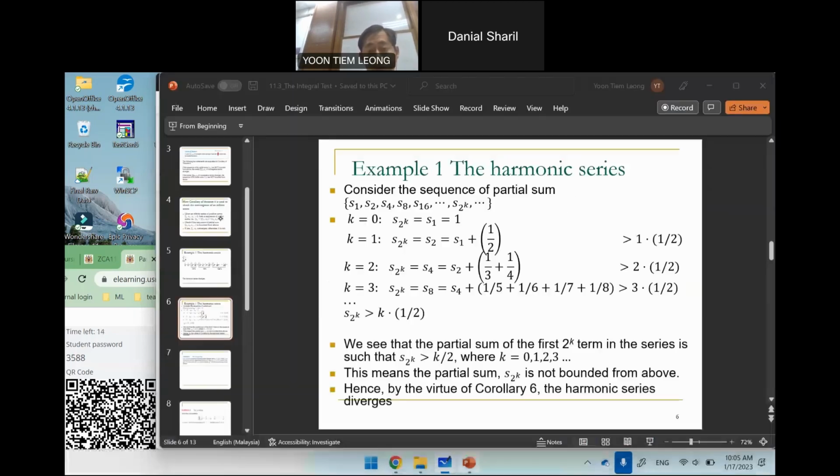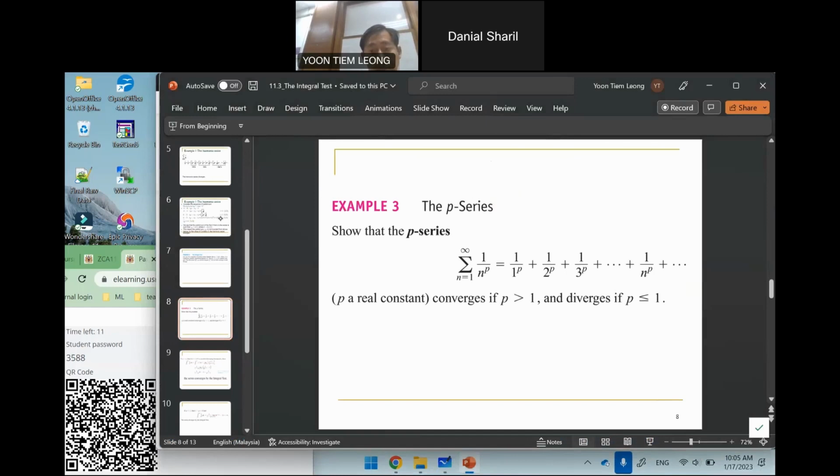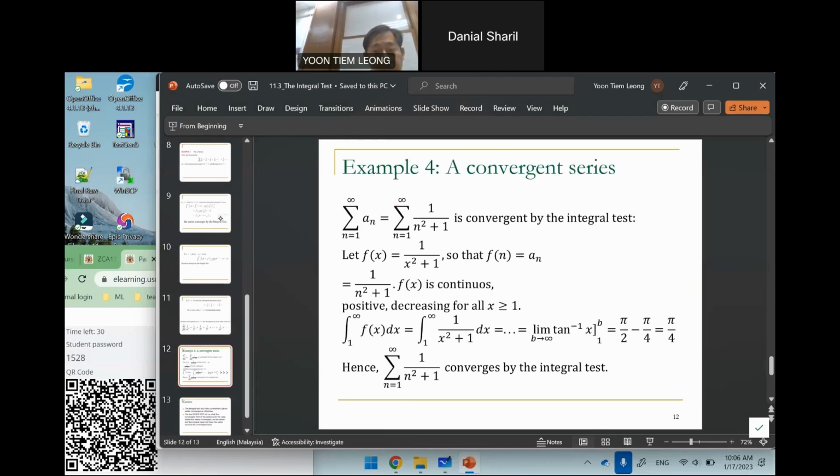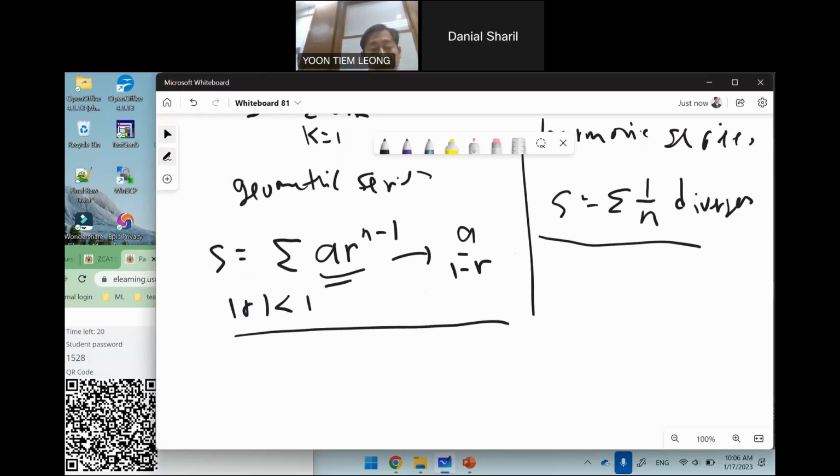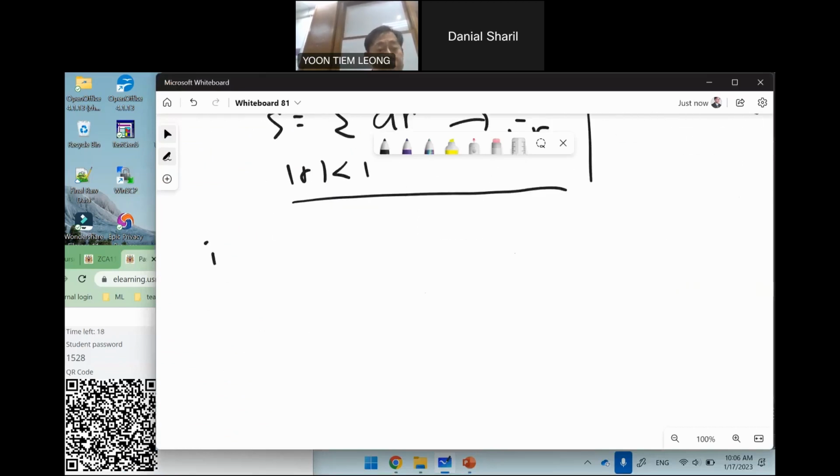For example, if I give you a series like this, can you tell me whether this series is convergent or divergent? More generally, we will be doing something more complicated, like this one. I give you this series, you tell me whether it is convergent or not. The trick we are going to learn to test the convergence of a series is what we call the integral test. The integral test is the first tool that we are going to learn to check whether a series is convergent.